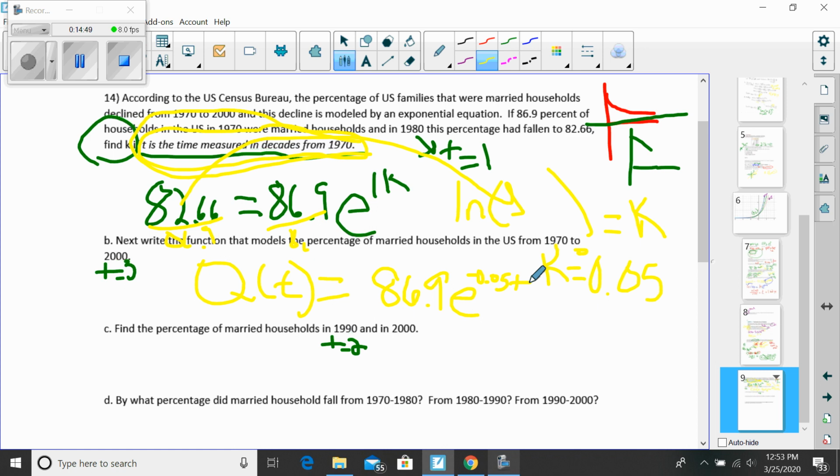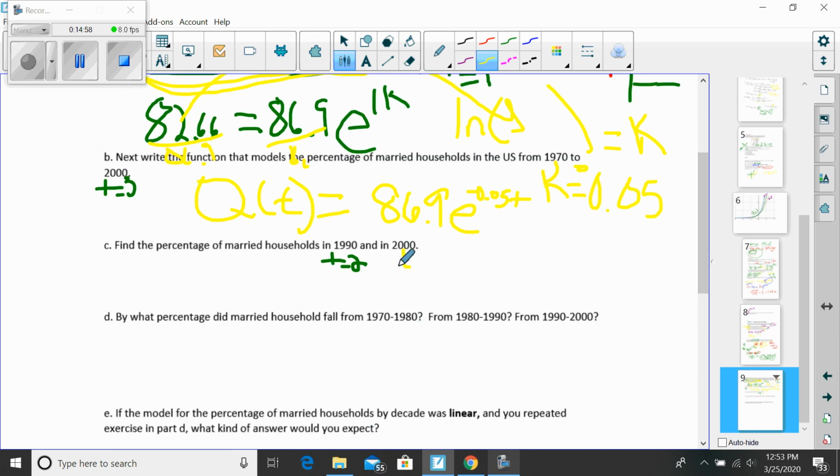Okay, so find the percentage of married households in 1990 and in 2000. So 2000, T is 3. So this is just some computation. Please pause the video, get out your calculator. Remember, when you plug in for time, make sure when you enter it in your calculator, you've got parentheses around the negative 0.05 times the 2 and times the 3. Pause the video for a minute and try C and D.